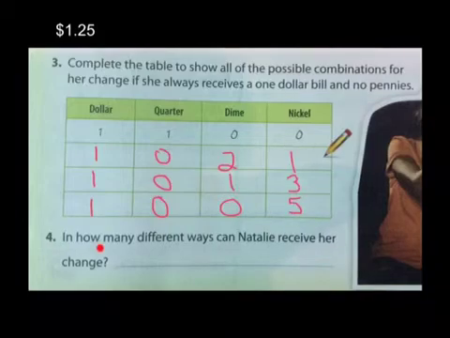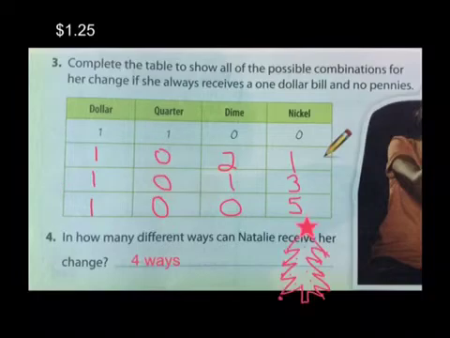Okay, question 4. In how many different ways can Natalie receive her change? Well, if she's always receiving her change with a $1 bill, and all we have to really break down or make a combination for is 25 cents, then we have 4 different ways. You go ahead and draw a Christmas tree right there as a key answer to prove that you watched this part of the video. I know it's not Christmas season yet, but I am thinking about Christmas already.